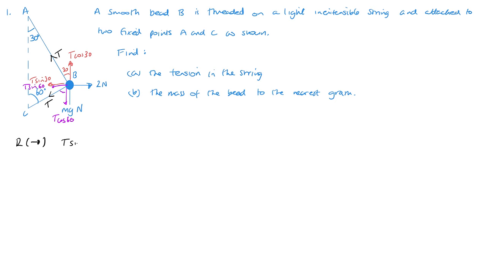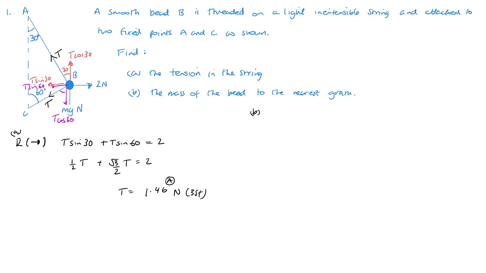So we've got T sine 30 plus T sine 60 equals 2. So sine 30 is a half and sine 60 is root 3 over 2. So that means that T is 1.46 newtons to 3 significant figures, and I'll store that as A. And that was obviously finding A.